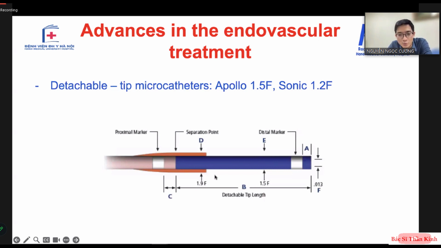This part, the blue part here, can stay in the brain AVM after we inject the glue. Why? Because the glue surrounds the tip of the microcatheter and sticks the microcatheter, and we just withdraw the microcatheter. The blue one will stay in the brain AVM forever. This is very good to use for brain AVM embolization.